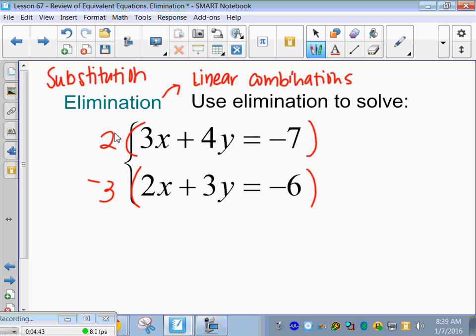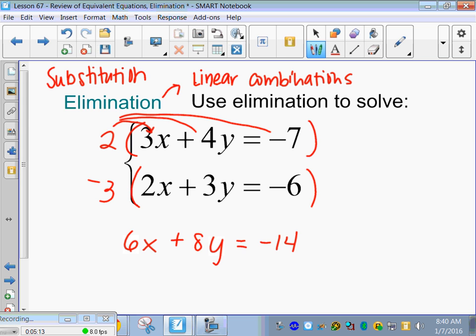So let's multiply the top equation by 2. And I'm going to rewrite this equation, okay? So I have to multiply every single thing in the top by 2. What does that give me? I'm going to write it down here. That gives me 6x. How about for the y's? What do we get? 8y. And how about over on the other side of my equation? What do we get? Negative 14. All right, that's an equivalent equation right there. I just multiplied by 2.